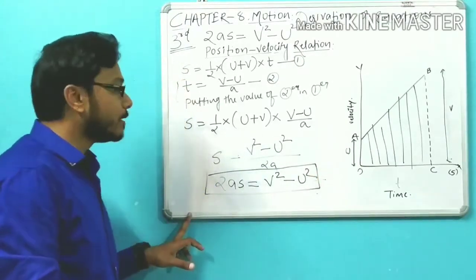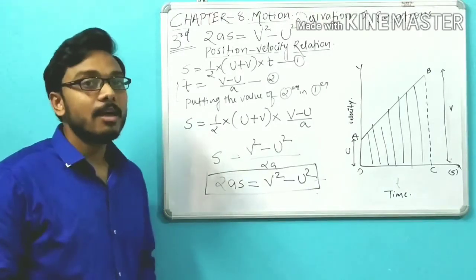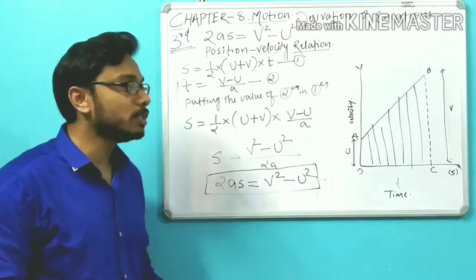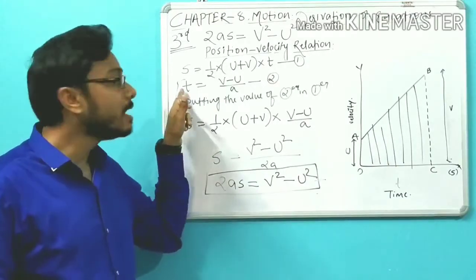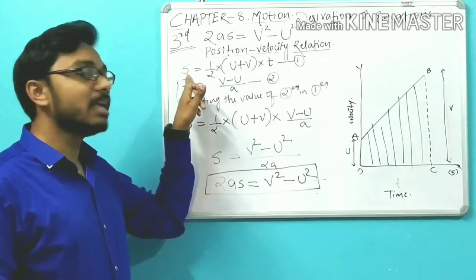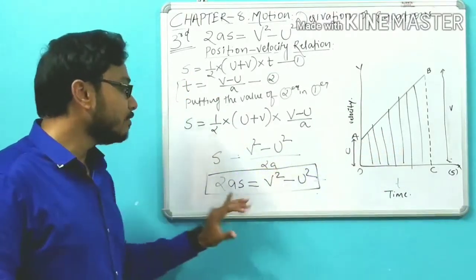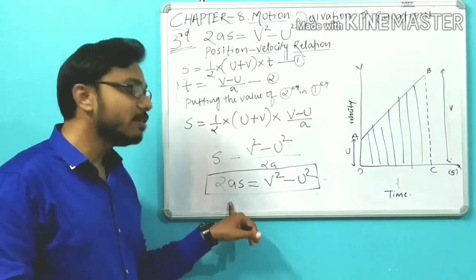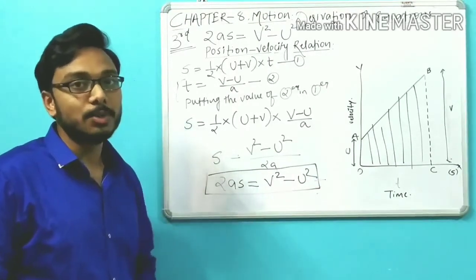So here we are done. This is all about the third equation of motion. We have derived it with the help of the first equation of motion, that is v equals u plus at. From there we got the value of t. We put the value of t in the equation we got by finding the area of the trapezium. Then we calculated and arrived at the third equation of motion. Hope you have understood this.